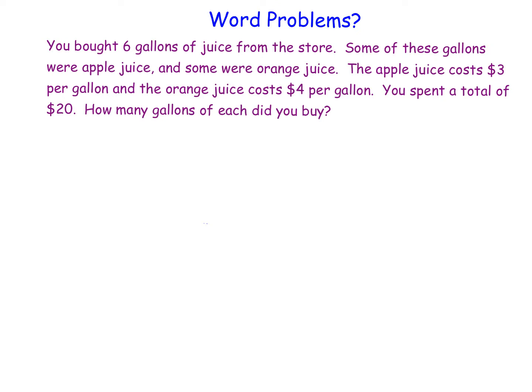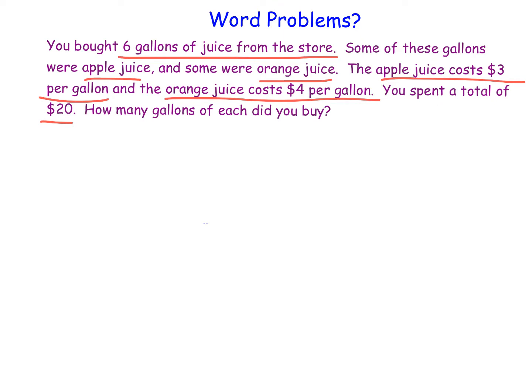So here, this first one says that you bought 6 gallons of juice from the store. Some of these gallons were apple juice and some of them were orange juice. The apple juice cost $3 per gallon and the orange juice cost $4 per gallon. And you spent a total of $20. How many gallons of each did you buy?